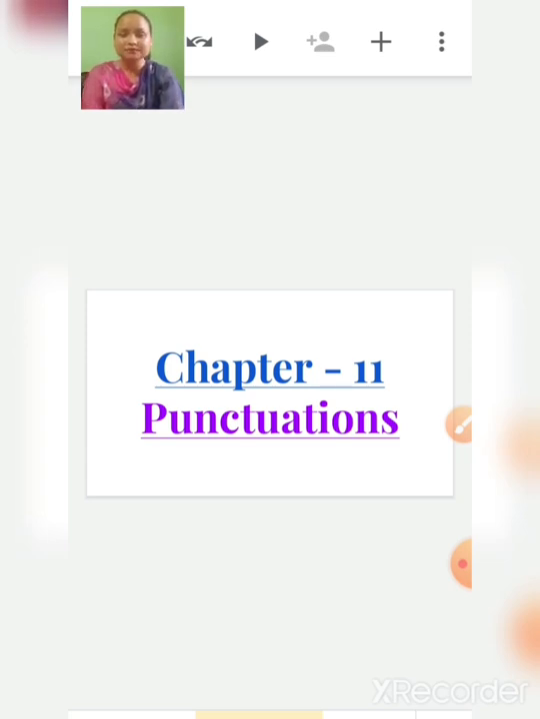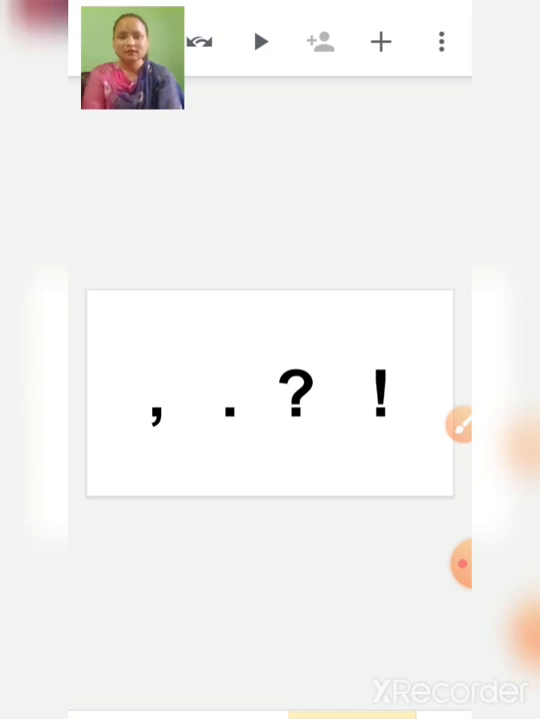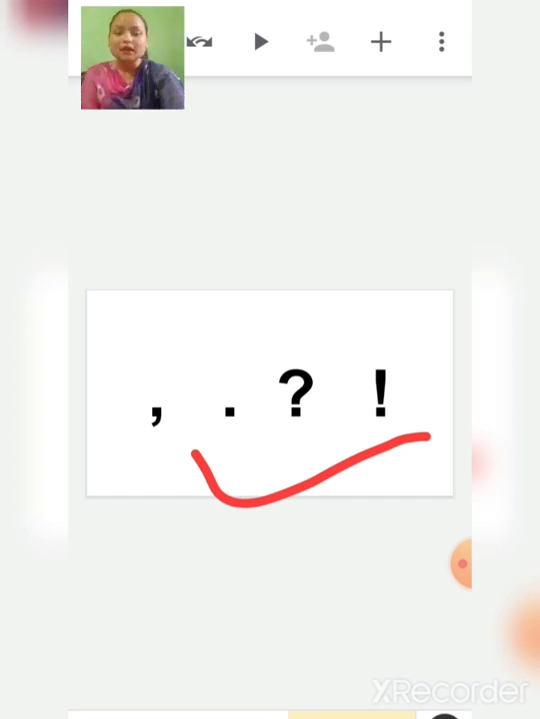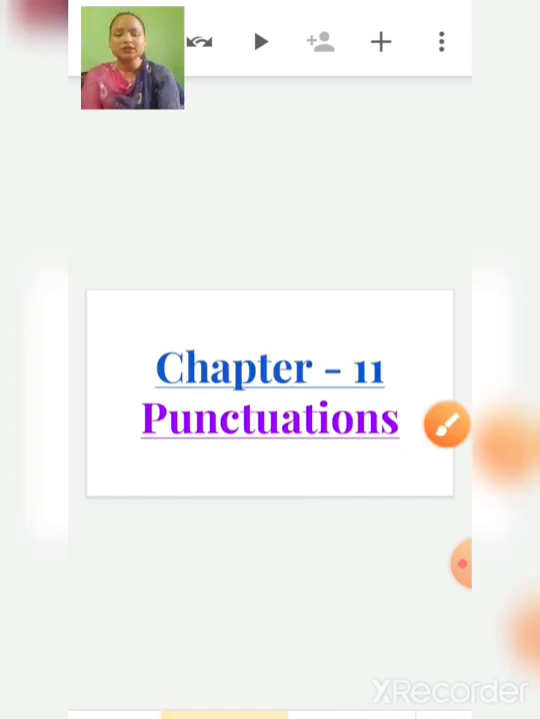Now, children, you all know this. You all know what it is, right? But some of you don't know that these symbols or marks are known as what, children? It is known as punctuation mark. These symbols, these marks, are known as punctuations, which we use in our sentences, right?